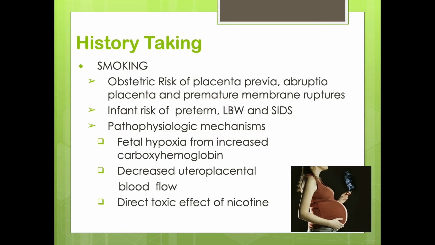As we all know, smoking poses great obstetric risk, such as placenta previa, abruption of placenta, and premature rupture of membranes. Infant risks as well, causing preterm labor and delivery, low birth weight, and sudden infant death syndrome. And these are the several pathophysiologic mechanisms behind it.